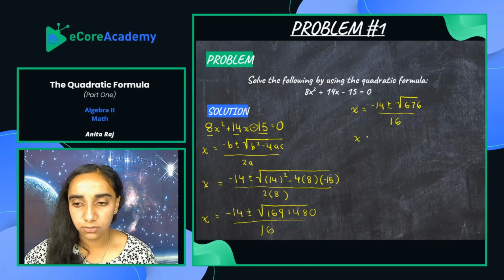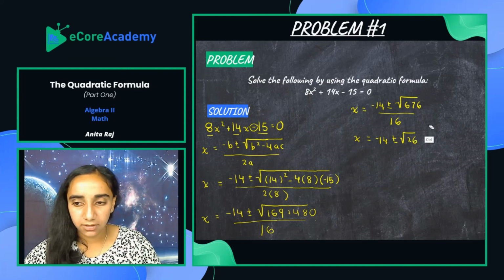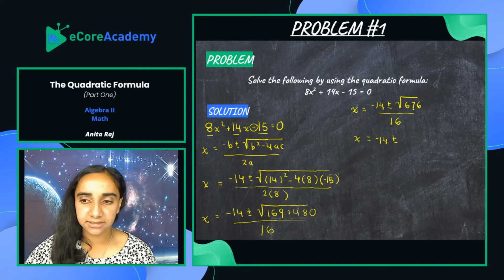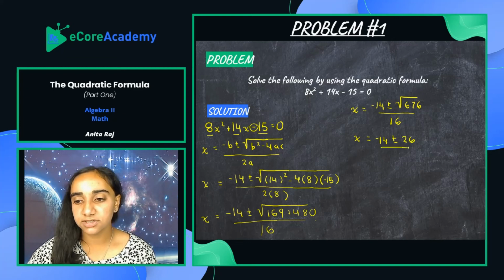So x is equal to negative 14 plus or minus the square root of 676, which I'll just tell you right now is 26. Luckily it comes out to a neat integer value because this is a perfect square. 26 times 26 is 676. So we're going to have plus or minus 26. We can get rid of that square root symbol because we've already square rooted 676. That will be over 16.